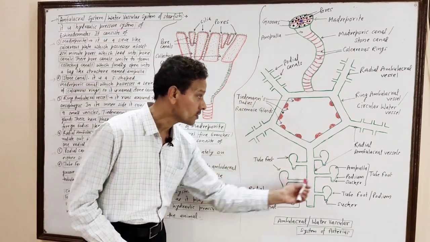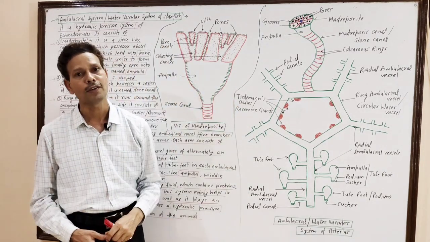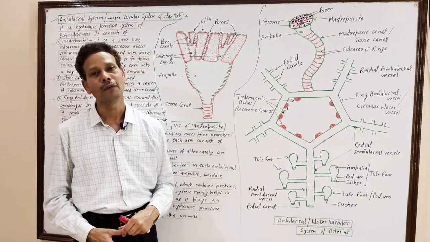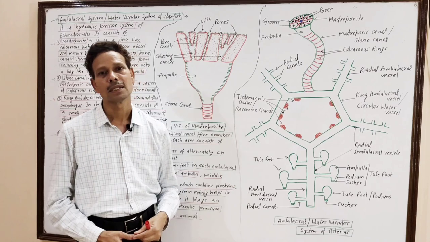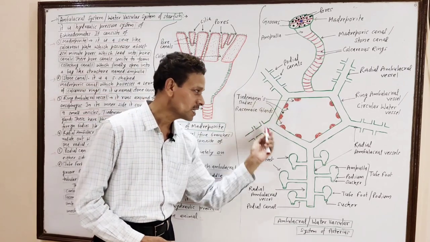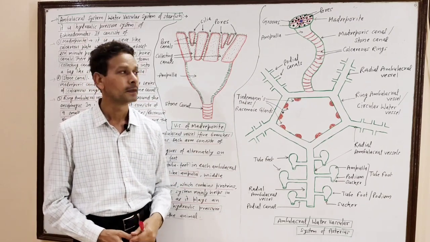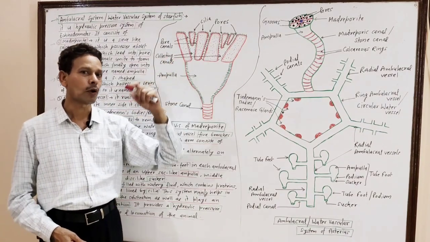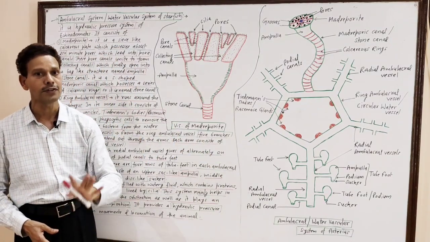And dear students, this entire system, water vascular system, ambulacral system, which is a characteristic feature of echinoderms, starfish, is filled with a special watery fluid. And that watery fluid contains water, proteins, some minerals, ions like potassium, as well as coelomic cells, coelomocytes. Dear students, this is all about the water vascular system or ambulacral system, or note down, hydraulic pressure system of starfish, Asterias.